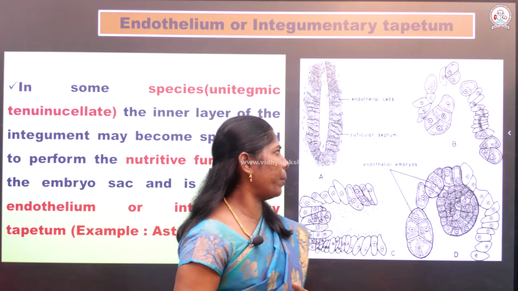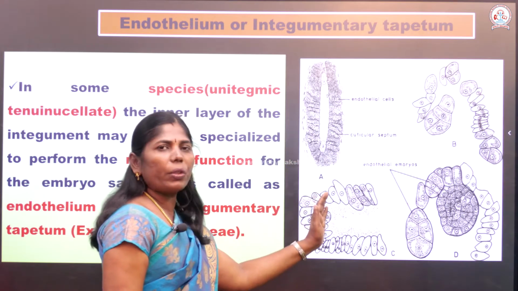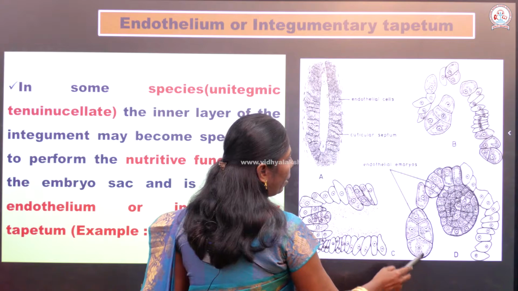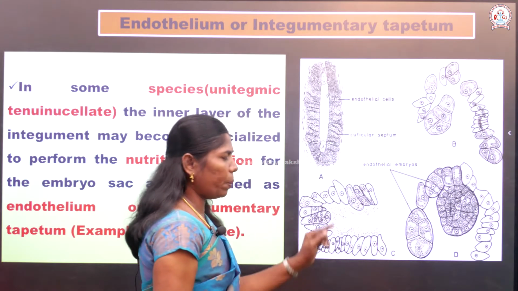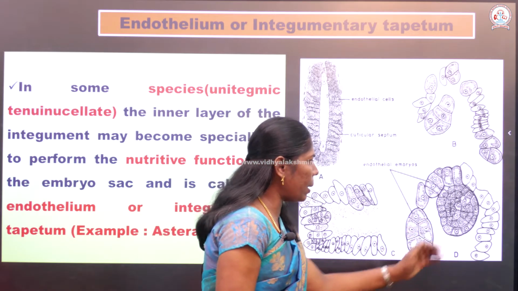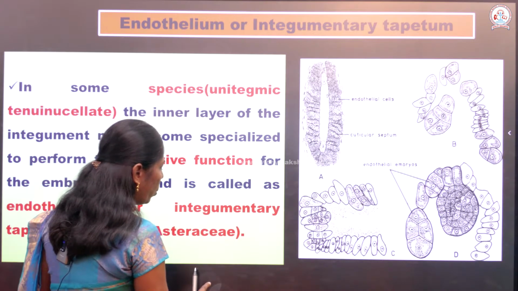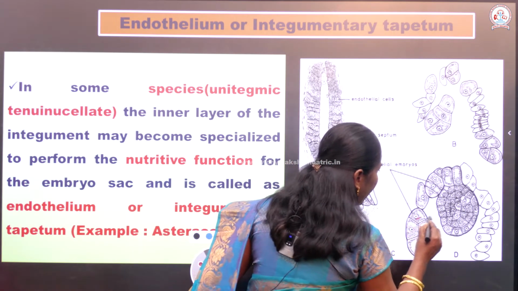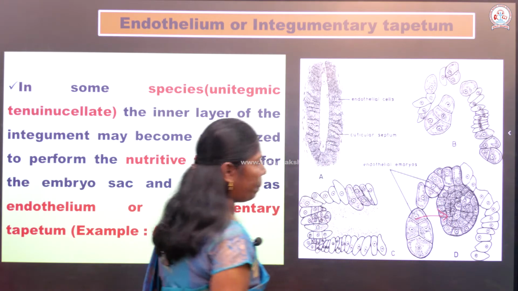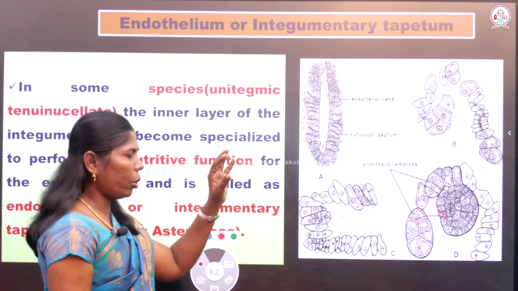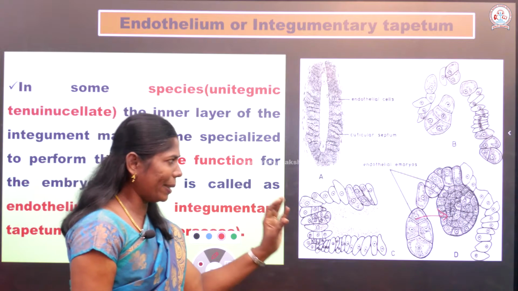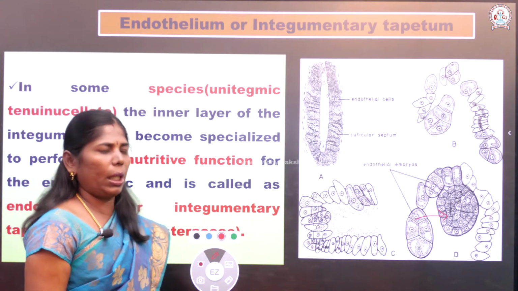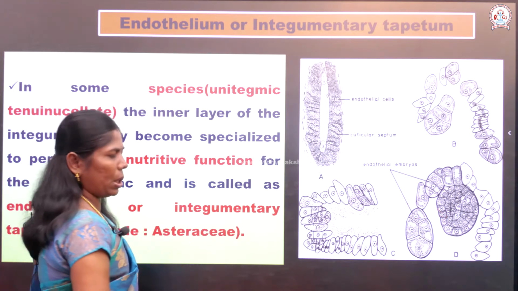It's a very important question. This is the picture of the integument. Actually, this is the endothelium, which is an integument providing nutrition to the developing embryo sac. Here the outer and inner integument provide nutrition to the developing embryo sac. So the part that is normally a protective covering supplies food, and therefore it is called endothelium or integumentary tapetum.